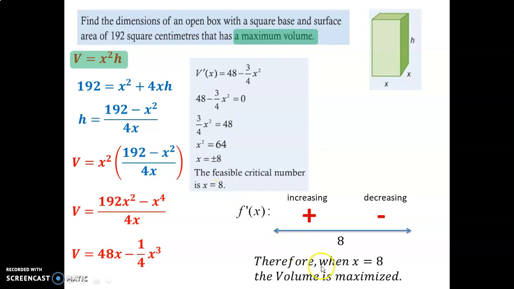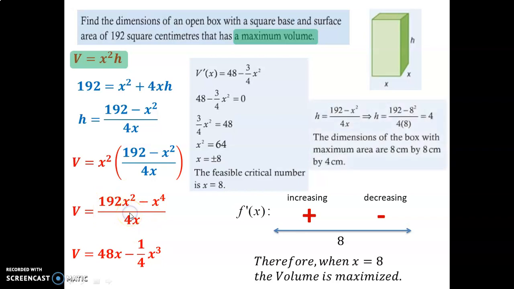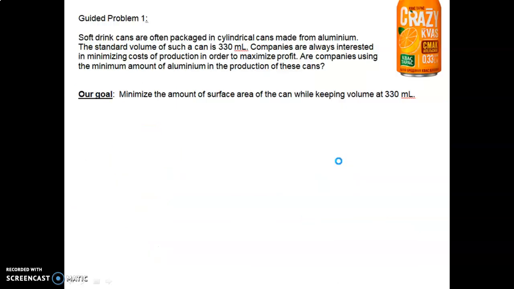That maximum volume you can calculate by putting your value of 8 into your original volume formula, for example. So what is the maximum volume? We found the base is 8 by 8, the height is 4, so the maximum volume is 256 cubic centimeters. All right, let's try this next one here. Read the problem.